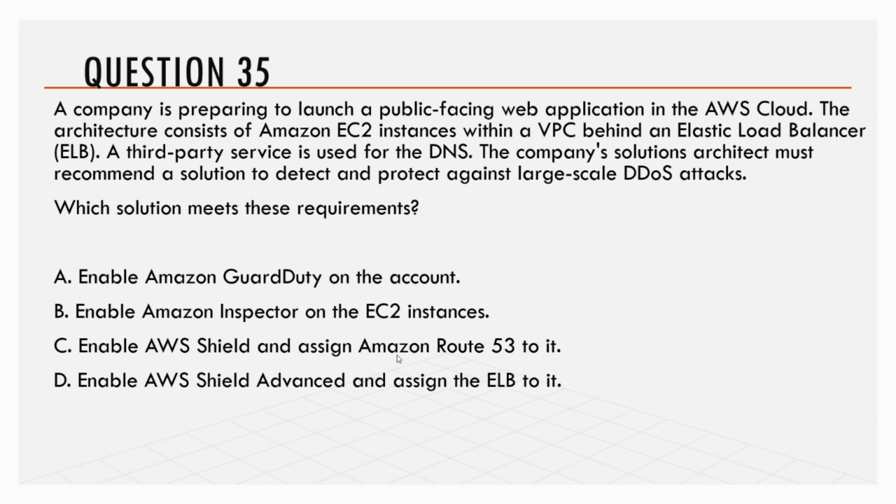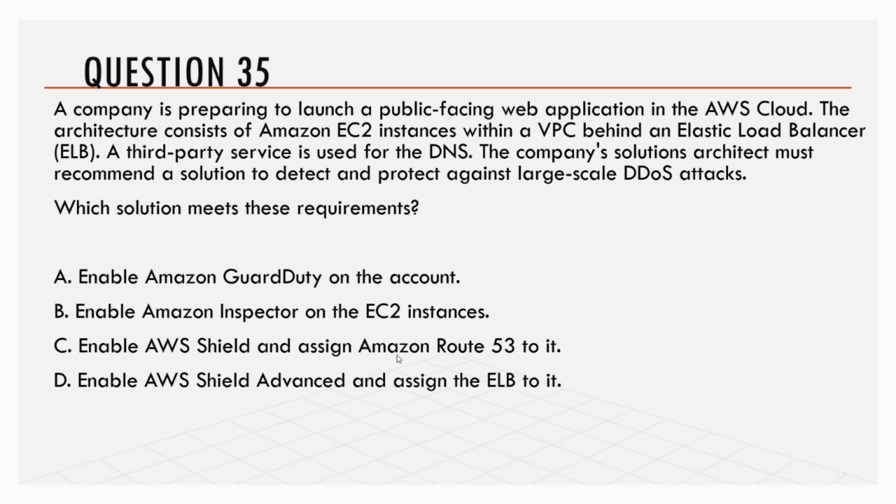Question number 35. A company is preparing to launch a public facing web application in the AWS cloud. The architecture consists of Amazon EC2 instances within a VPC behind an elastic load balancer. A third party service is used for the DNS. The company's solutions architect must recommend a solution to detect and protect against large scale DDoS attacks. Which solution meets these requirements?